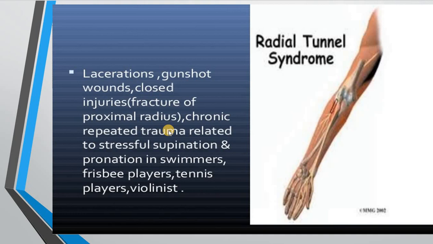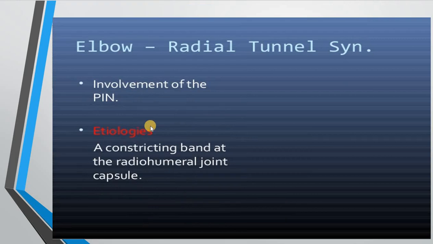We should also know about radial tunnel syndrome. Lacerations or gunshot injuries at the level of the radial tunnel can also cause an injury to the radial nerve. Chronic repeated trauma related to stressful pronation and supination in swimmers, Frisbee players, tennis players and violinists can also cause radial tunnel syndrome. There will be involvement of the posterior interosseous nerve. As for etiologies, a constricting band of the radiohumeral capsule can also cause this.